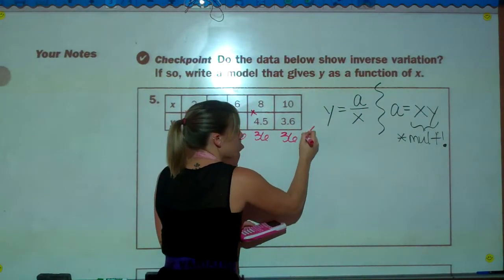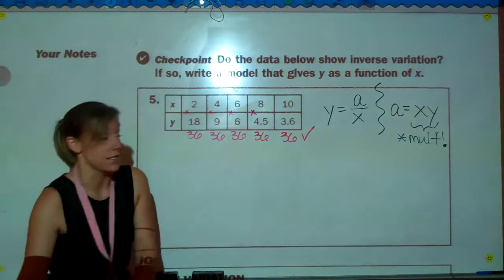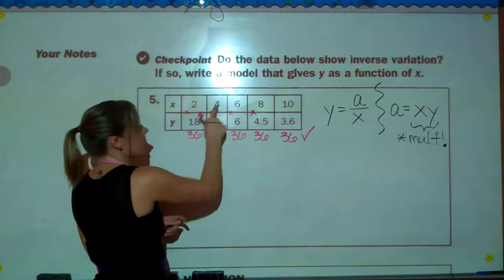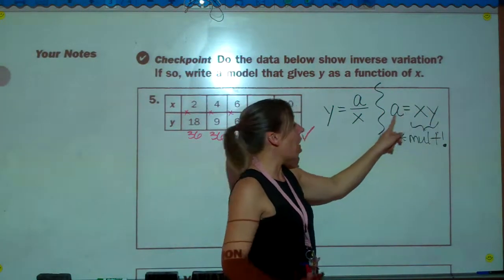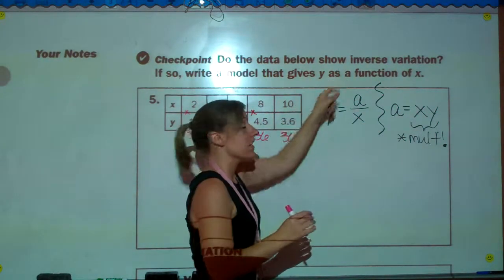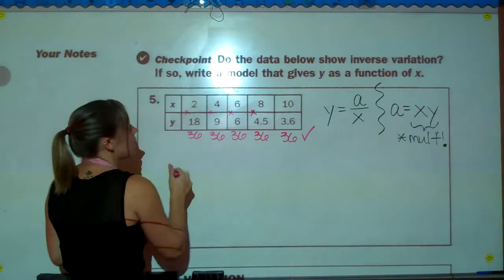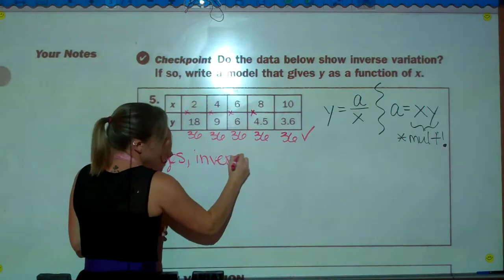So that's also 36. So since they all have the same constant, since x times y is 36, 36, 36, since this x times that y always gives us the same constant, that is an inverse variation. So, do the data show inverse? So yes, it's inverse.